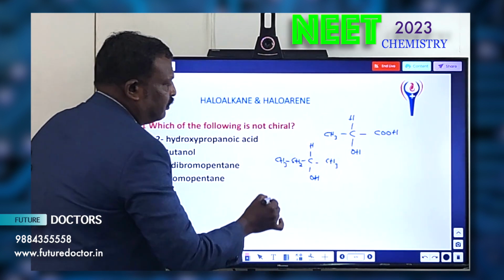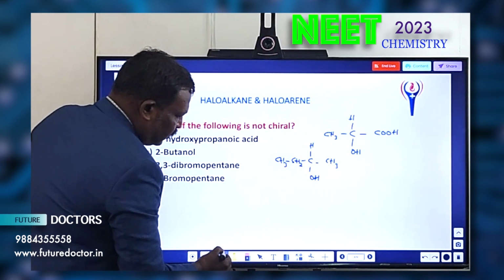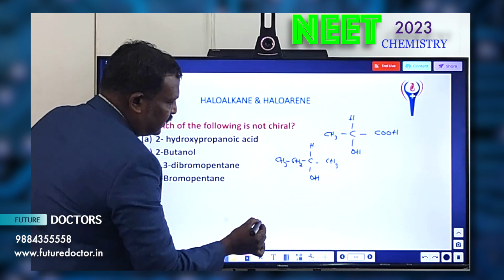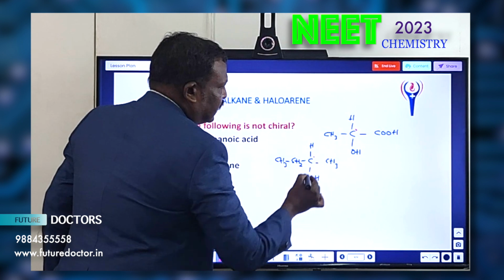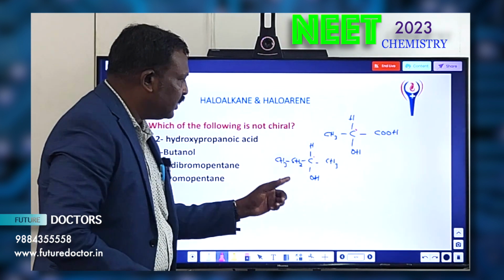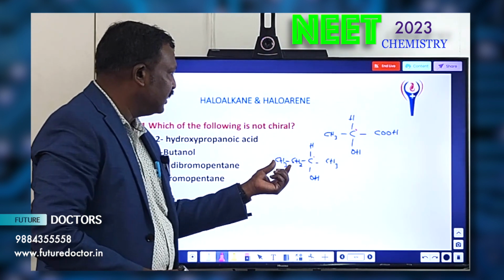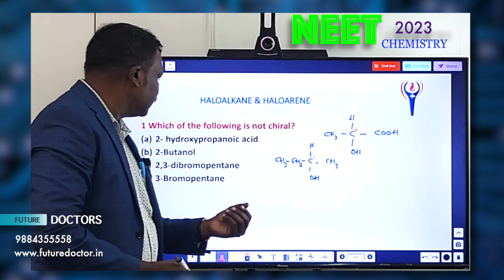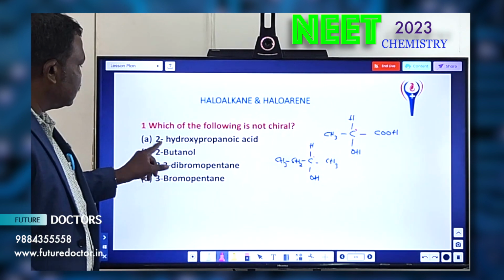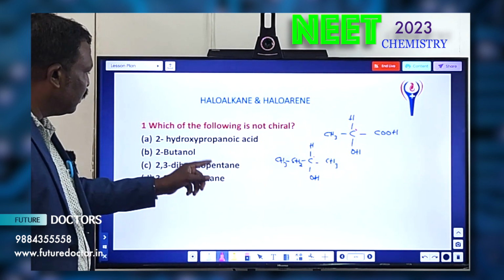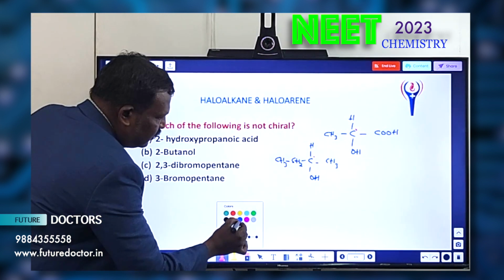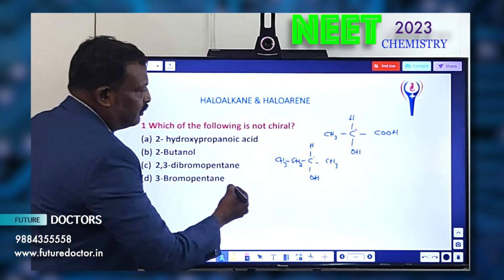This is also a chiral carbon because around the carbon atom all the groups are different. A chiral carbon atom is represented by an asterisk symbol. This is the chiral carbon atom. Correct or not? Around the carbon atom all the groups are different. So this is a chiral compound. So this is not the answer. Then come to the third one, 2,3 dibromopentane.